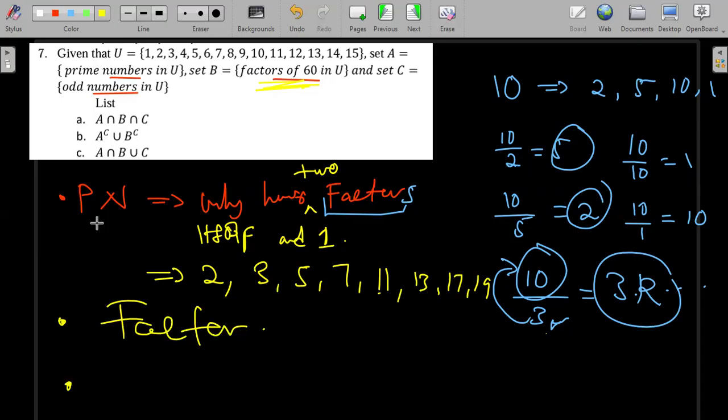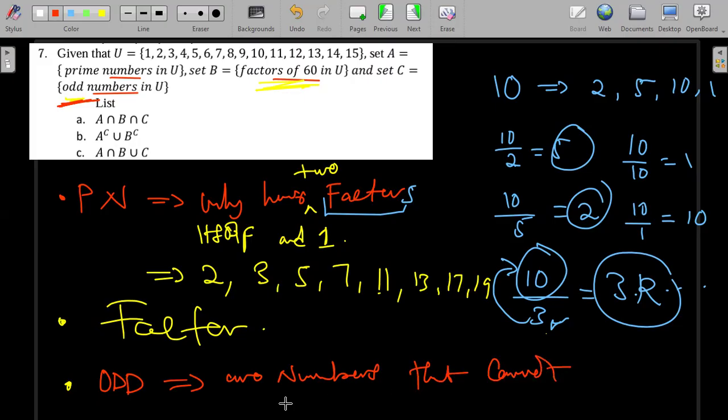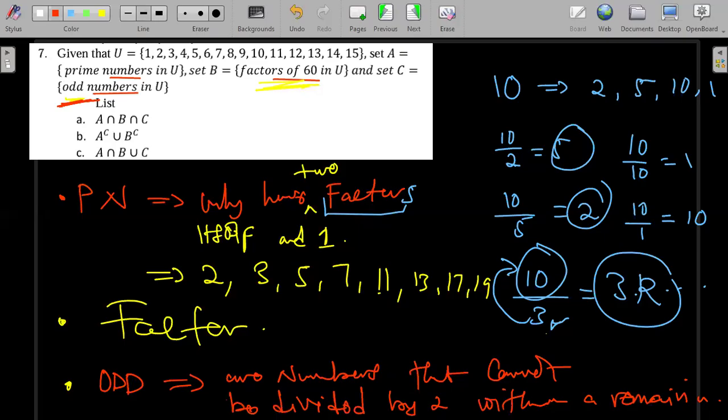And then I can also see odd numbers here. So what are odd numbers? Odd numbers are numbers that cannot be divided by 2 without leaving a remainder. Meaning when I get this number and I divide it by 2, I should get a remainder. Then that number is going to be an odd number.